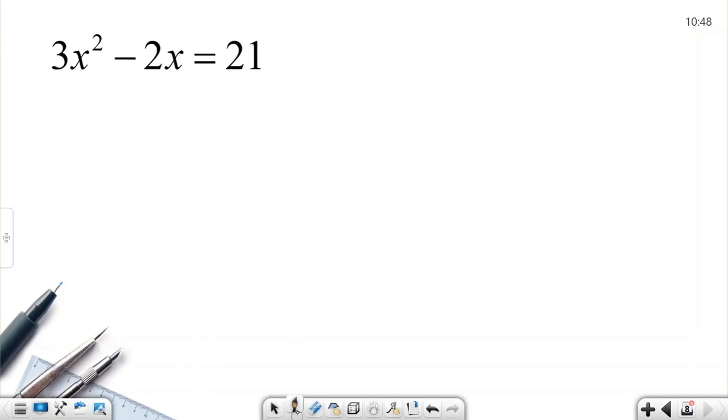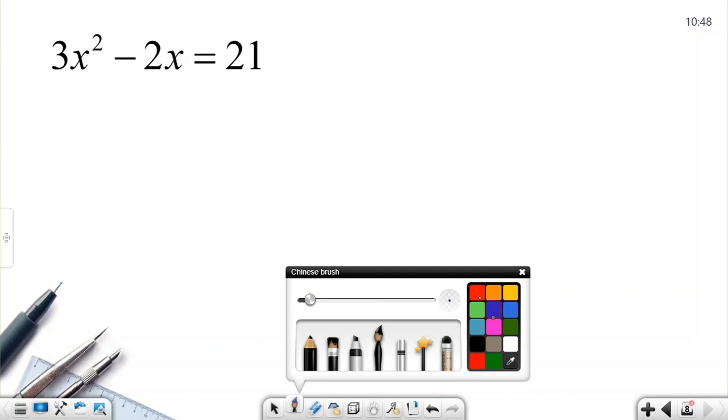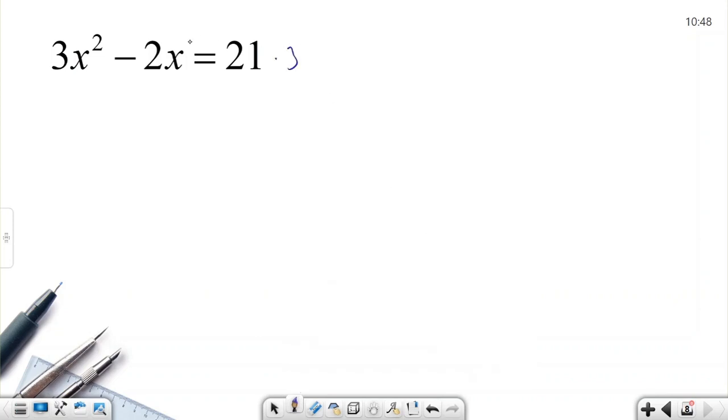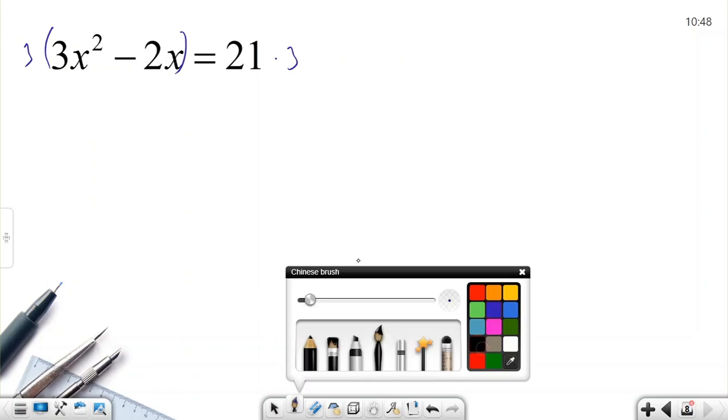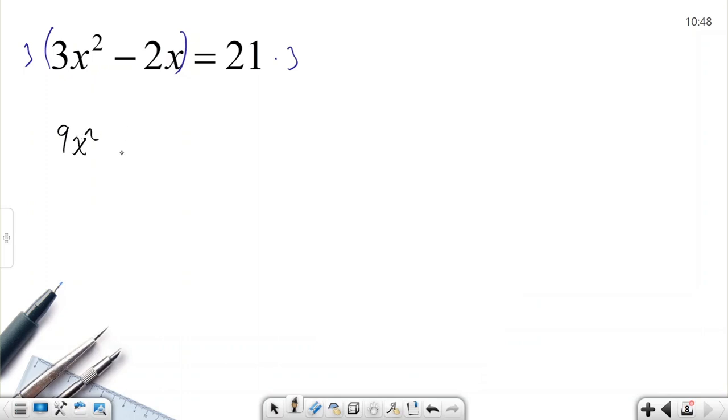I'm going to multiply the right side by 3, and all the left side by 3. When you multiply the expression, that means you are multiplying all terms one by one. This is the distributive property, remember that one. 3 times 3x squared is 9x squared, minus 3 times 2x is 6x, equals 3 times 21, which is 63.